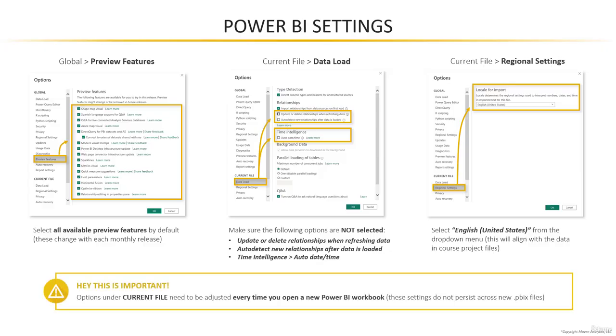Now, one final note before we walk through these updates: you'll notice there are global and current file options available. The options under current file need to be adjusted with every new Power BI workbook, so those settings don't persist across brand new Power BI or PBIX files. So with that, let's jump into Power BI, open up the app, and adjust these settings to make sure that we're on the same page.